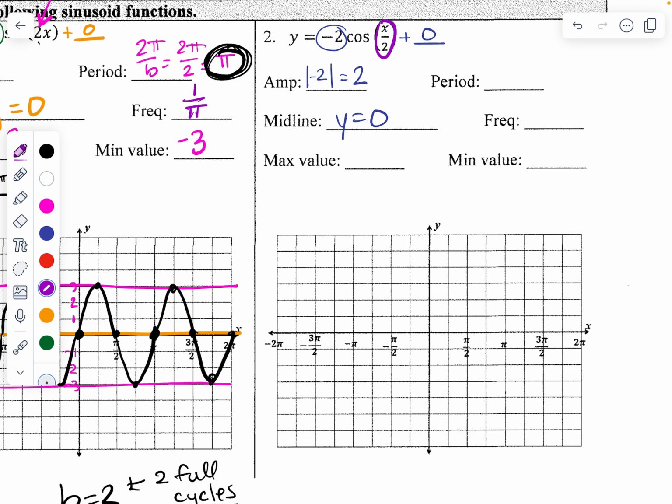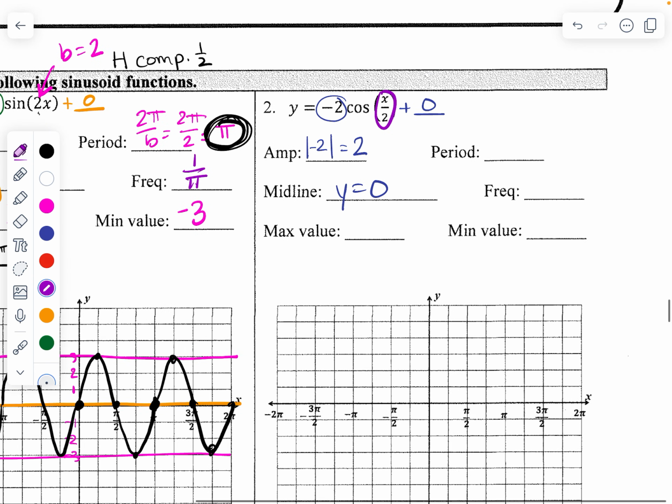Here I can rewrite this, instead of x over 2, as 1/2 x. That tells me my b is 1/2. So if the period is 2 pi over b, that's going to be 2 pi over 1/2. Dividing by a fraction is like multiplying by its reciprocal, and we get 4 pi is the period. And of course, the frequency is the reciprocal of that. Our max value is going to be the midline plus the amplitude, so that's 2. And then the minimum is going to be the midline minus the amplitude, so that's -2.